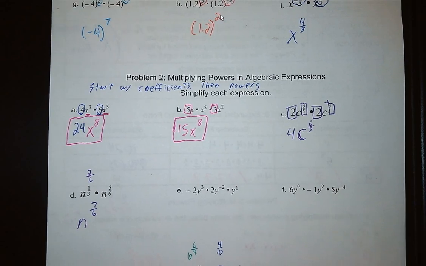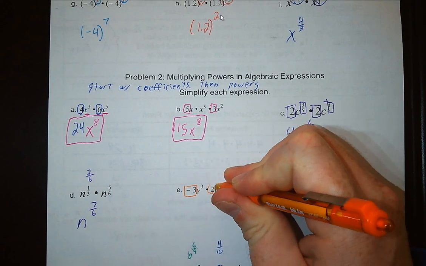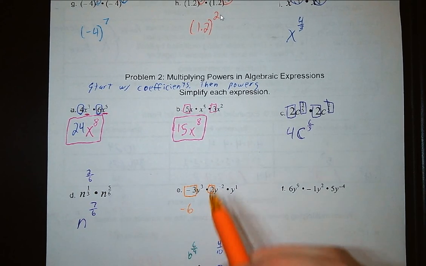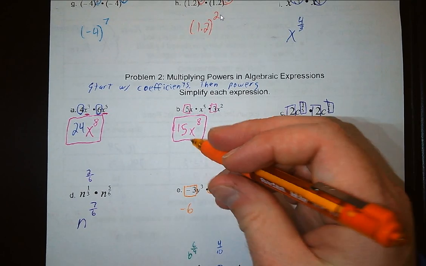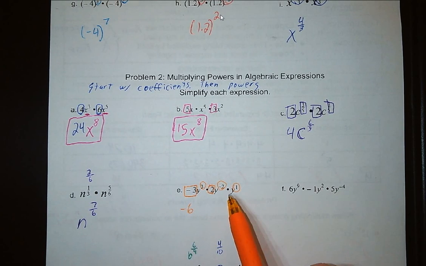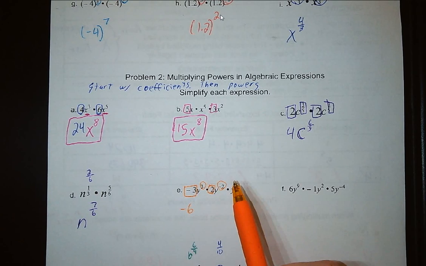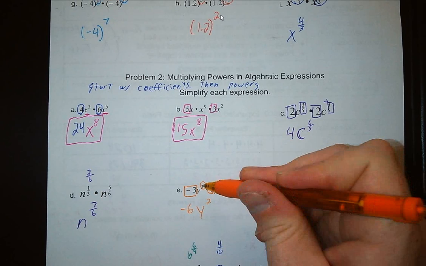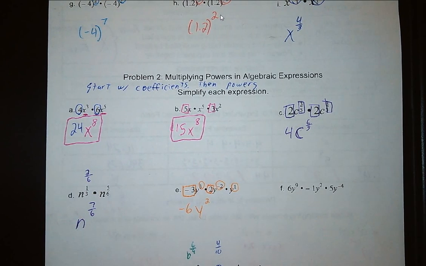Letter E, we have coefficients again, so we need to multiply those first. We have -3 times 2 is -6. I've got y to the 3rd, y to the -2nd, and y to the 1st. Usually that would just be written as y. So we have 3 plus -2 plus 1, and that's going to be y to the 2nd power. 3 minus 2 is 1, plus 1 is 2. -6y squared.